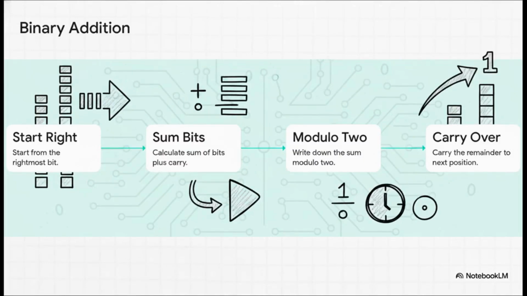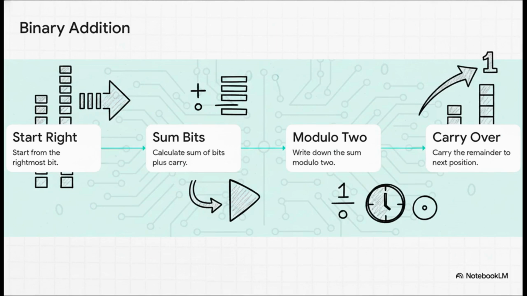Now, when we want to add much larger numbers together, we follow this step-by-step procedure to add multi-bit numbers on paper, column by column. And it's just like you were taught in elementary school math. You start from the rightmost bit, you calculate the sum of those bits, plus any carry coming in from the previous column. Then you write down the sum modulo 2, which is just a fancy academic way of saying you take the remainder when you divide by 2, so you're only ever writing down a 0 or a 1. Finally, you just carry the leftover 1 to the next position.